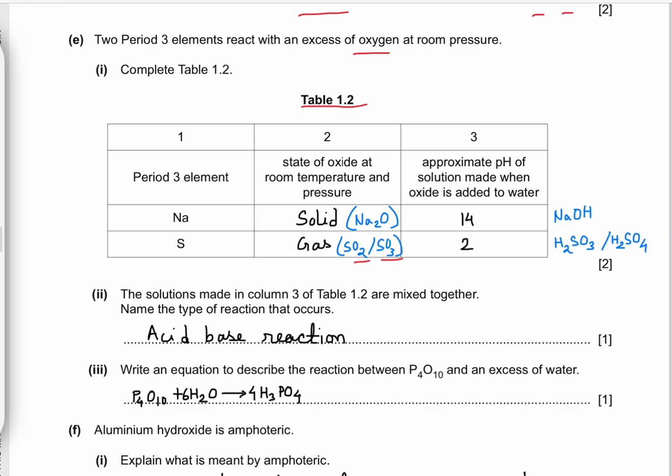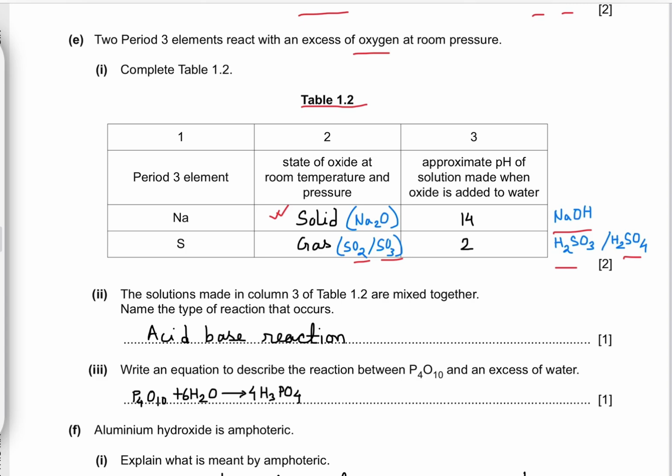Approximate pH of solution made when oxide is added to water. So when sodium oxide is added to water, it gives sodium hydroxide, which is a strong base. Therefore, the pH will be around 14. And sulfur dioxide reacts with water and gives sulfurous acid. Sulfur trioxide with water gives sulfuric acid. Both of them are strong acids. So we can write 2 for its pH.